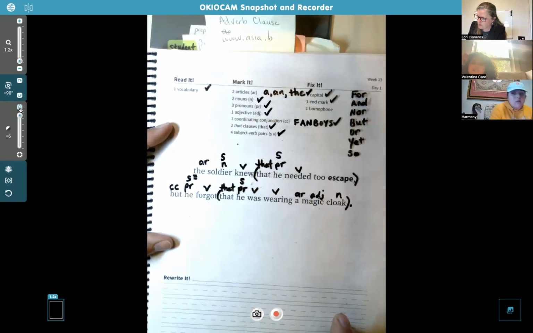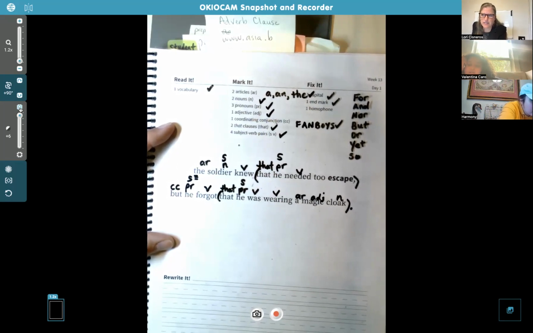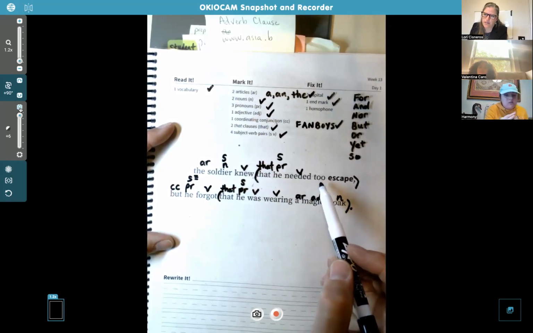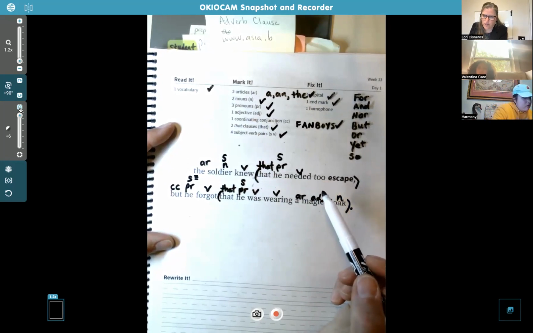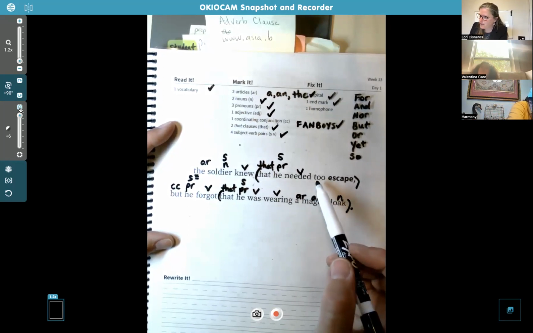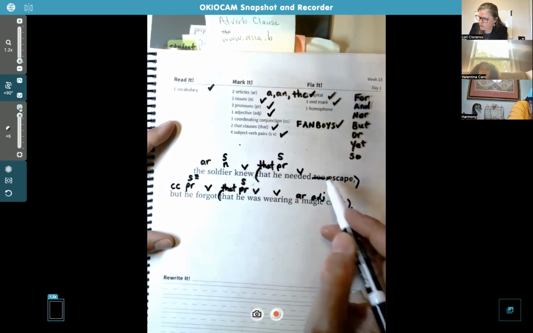Let me see. So the soldier knew he needed. I'm not finding it. Okay, it's a homophone, so it's one of those words that sounds the same but is spelled different, and the word is to. So the way this is written with two O's means like also, right? Or too much of something. But this should just be a regular to escape. So how should we spell to?